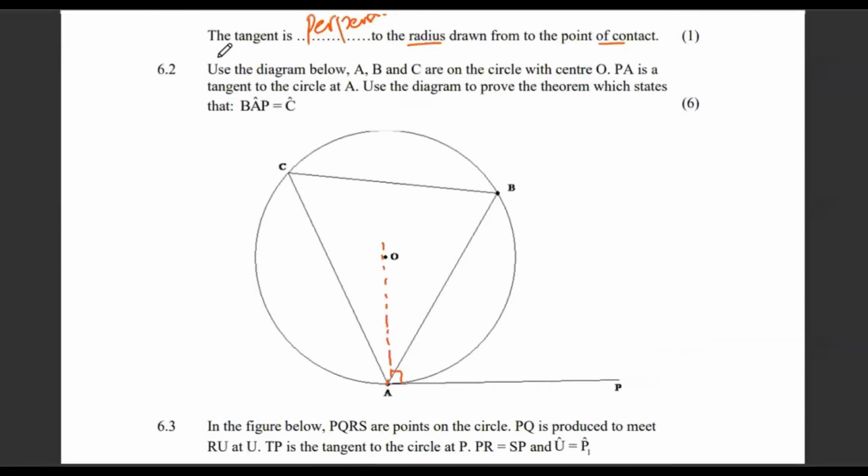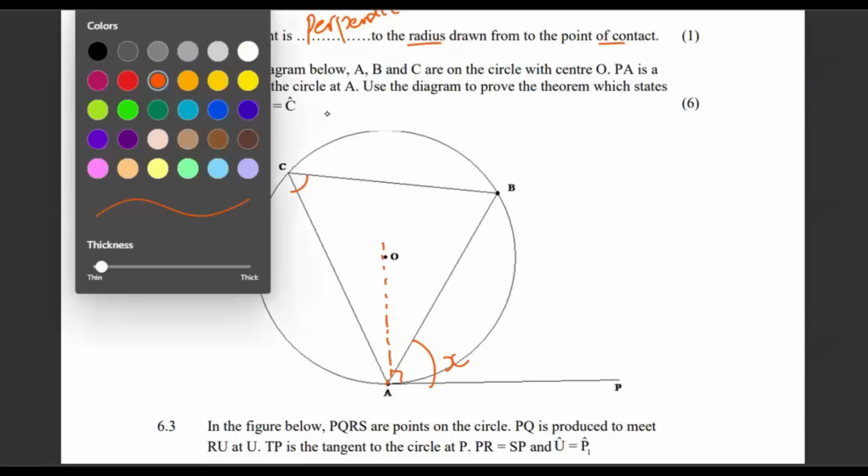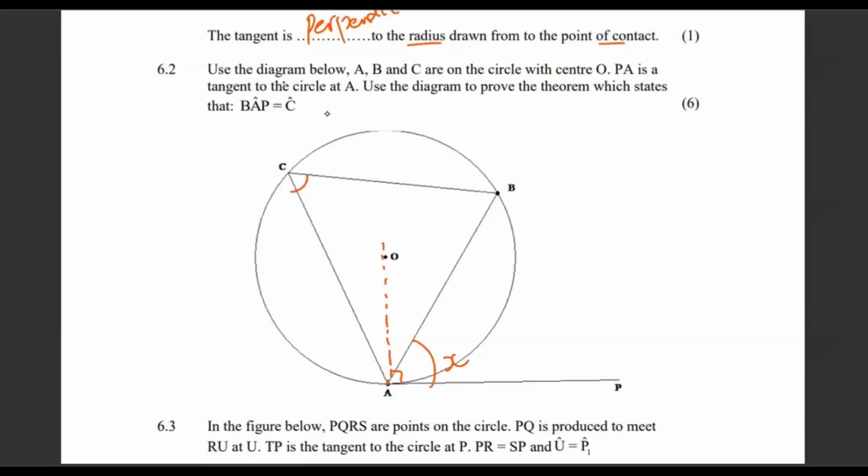Then 6.2, use the diagram below, ABC on the circle with OPA a tangent. Use the diagram to prove the theorem which states that BAP, this angle here, if this is our X, can we prove that it's the same as, so in other words, we are proving the tan chord theorem.